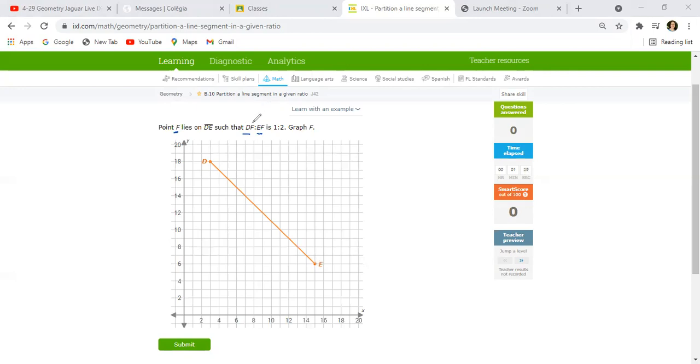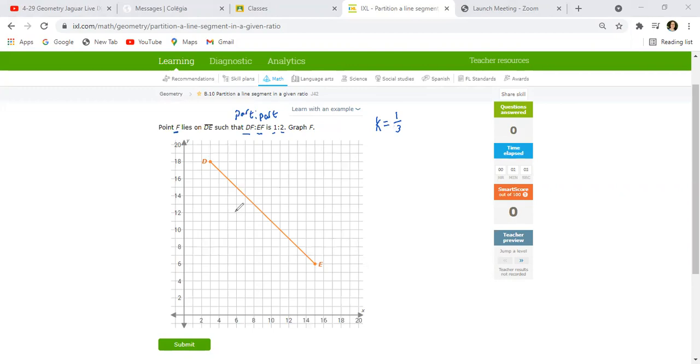And since it's DF and then EF, we know that that's a part to part, just like we were discussing in class. So since DF is a part, and since EF is a part, I need to write my ratio as part to whole. So if there's one part here and two parts here, that means there's three parts altogether. So the whole is represented by 3. So my ratio, my K value, is going to be 1:3. The first part, which is DF, over the whole, which 1 + 2 gives me 3. So I know my K is 1:3.